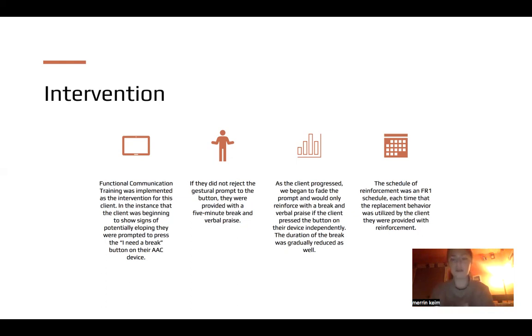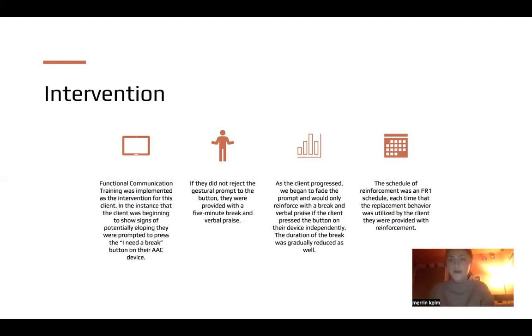The schedule of reinforcement was an FR1 schedule. So that meant that each time that the client appropriately mandated for a break using their replacement behavior, they were provided with the break, and also with a verbal praise.